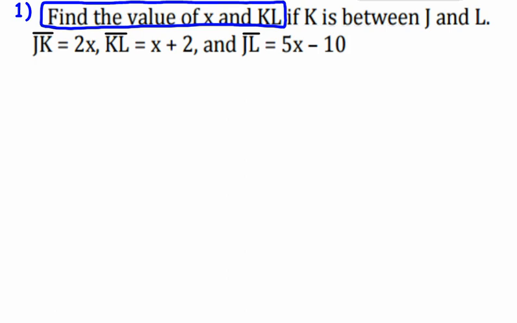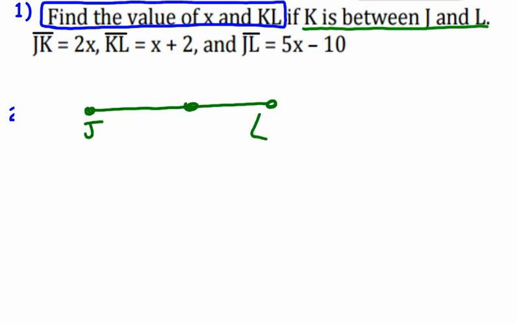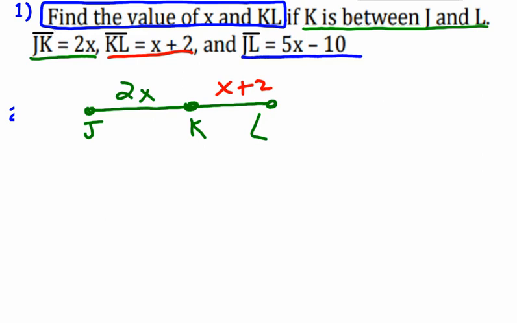Okay, my next important piece of information says that K is between J and L. All right, so I'm going to draw myself a little picture. I have J and L, and K is somewhere in between. It doesn't say anything about a midpoint, so I'm just going to make it look like it's not in the middle. It doesn't mention it. Okay, so then it goes on to say that JK equals 2x. Then it says that KL equals x plus 2. And then it says that JL, the whole thing, is equal to 5x minus 10.